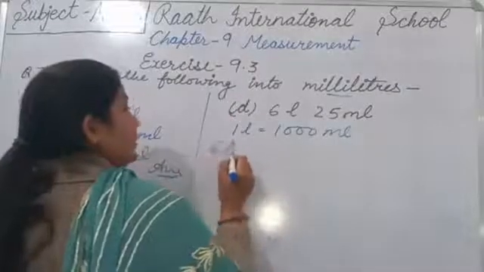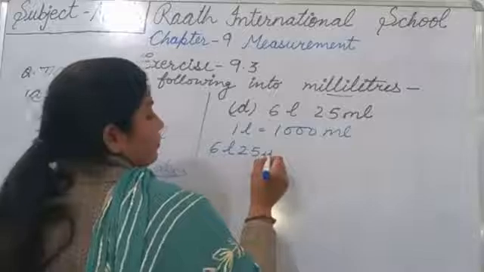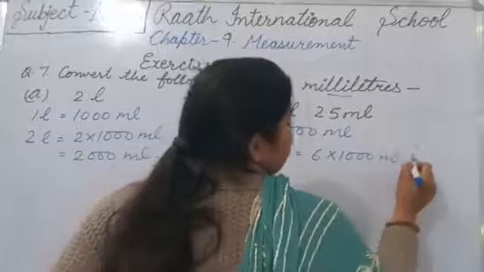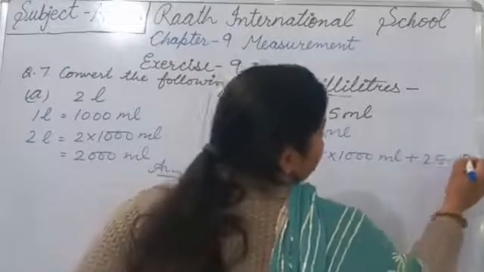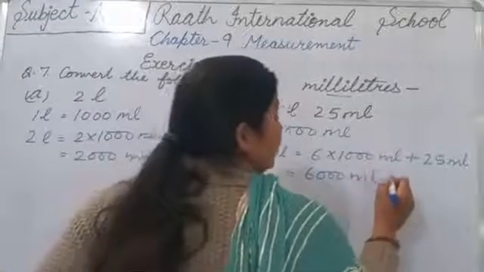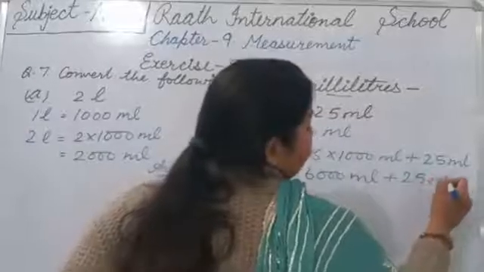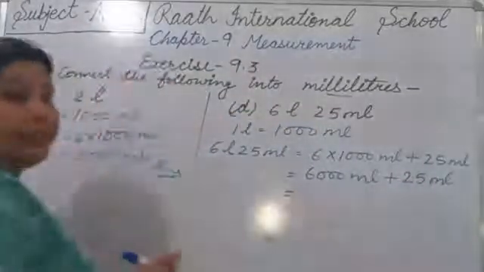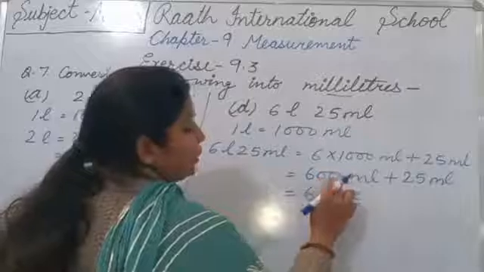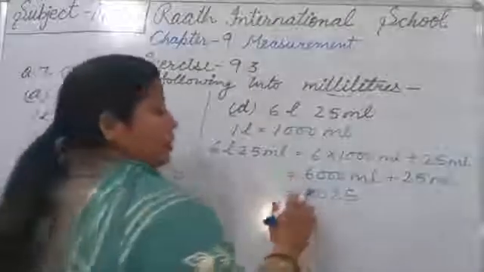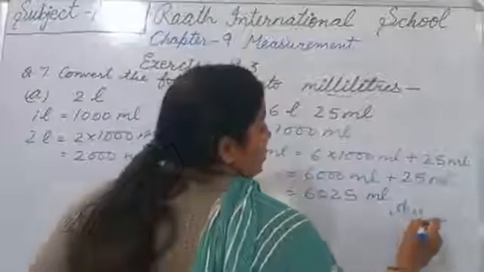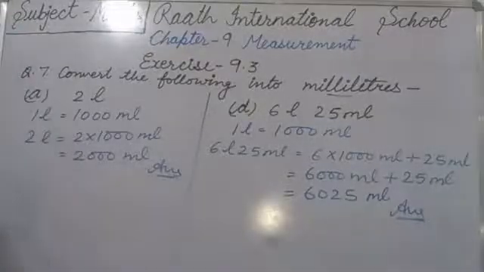So 1 liter equals 1000 milliliter. Now 6 liter 25 milliliter equals 6 multiplied by 1000. Now it's become milliliter. And 25 is already milliliter. Okay. 6 multiplied by 1000 is 6000 milliliter plus 25 milliliter. Then 6000 plus 25 is 6025. 25 will add in ones and tens column, and here there is 0 in ones and tens column. So it becomes 6025 milliliter. That's your answer. So like this we have completed question number 7.